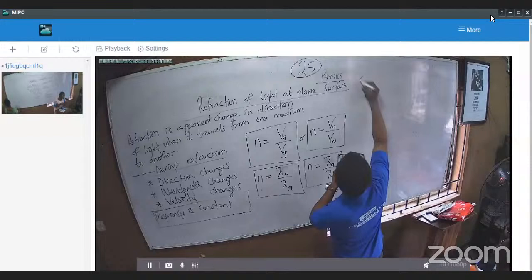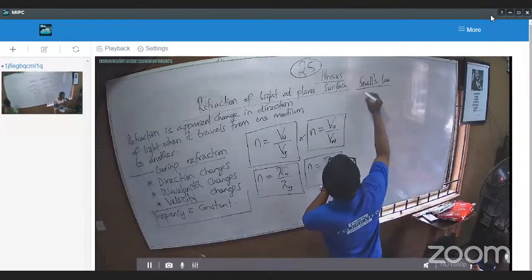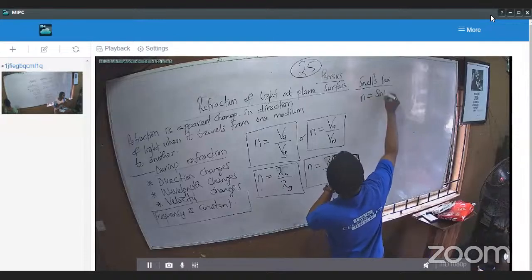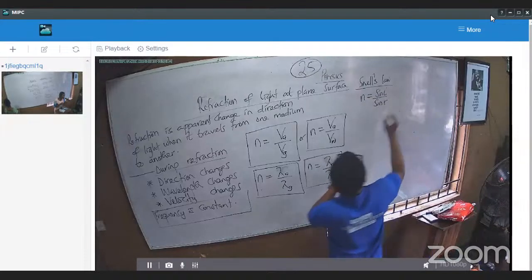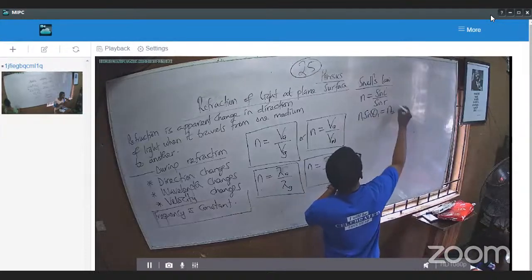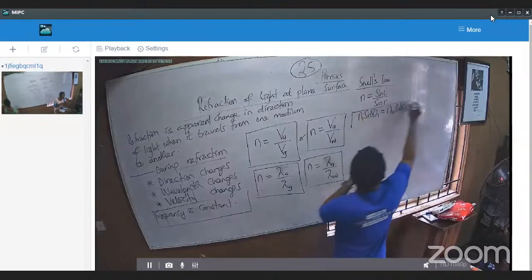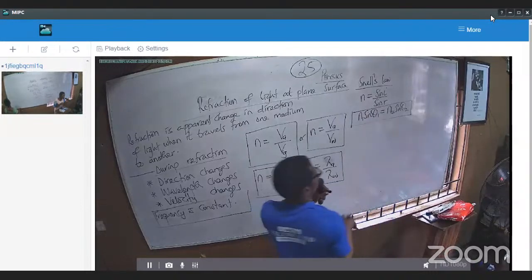We also have Snell's law. Snell's law: N is sine I over sine R. We also have N1 sine theta 1 equals N2 sine theta 2.